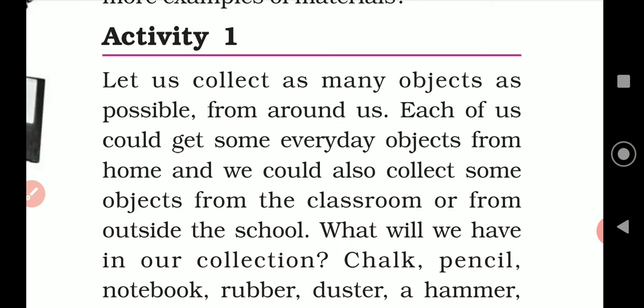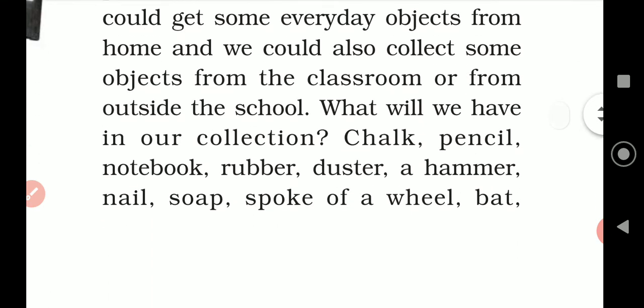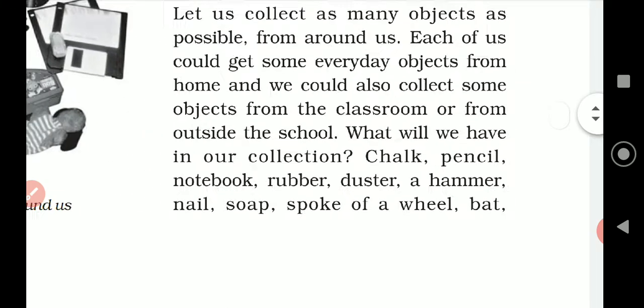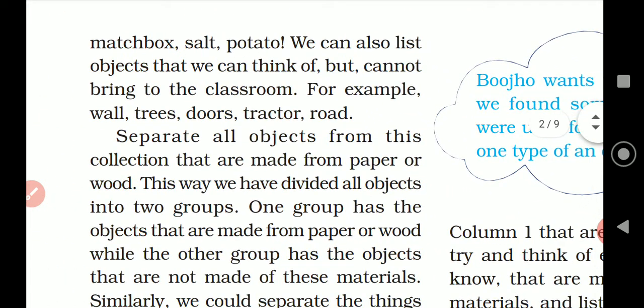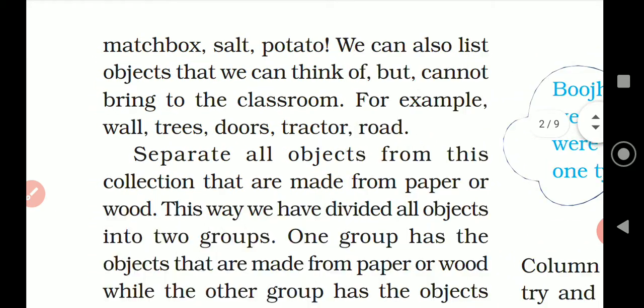What will we have in our collection? Of course there would be no chalk, but there would be pencil, notebook, rubber. Duster we will not be having over there, I don't know if some of you have dusters. A hammer, nail, soap, spoke wheel, bat, then a matchbox, salt, potatoes. We can also list objects that we can think of but cannot bring to the classroom. No, we are not bringing anything to the classroom.